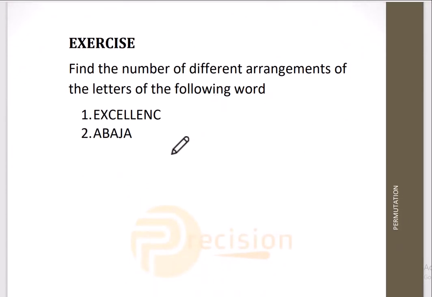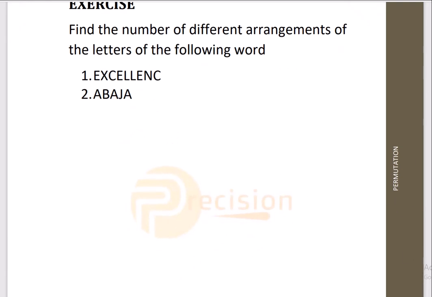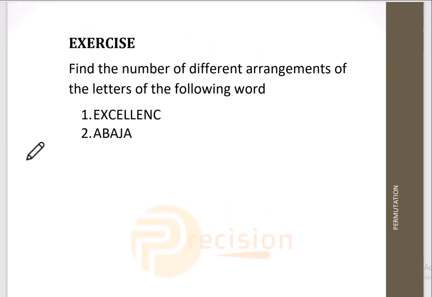Okay, for an exercise, you have this. Find the number of different arrangements of the letters of the following words. So we have excellence and abaja. Let's do this together. For the first one, excellence. So, solution for the first: I have excellence.